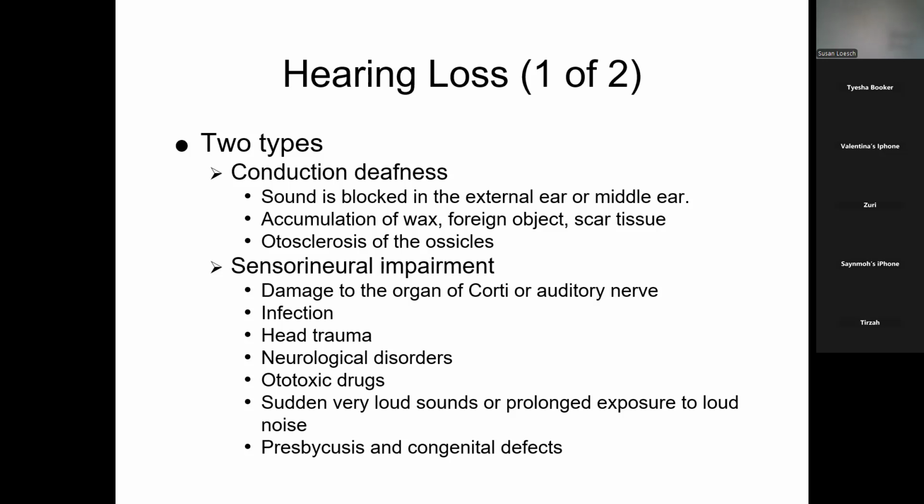Other ototoxic drugs would be like furosemide, aspirin. Those all cause tinnitus. And tinnitus is like a ringing or a buzzing that you can have in the ear.